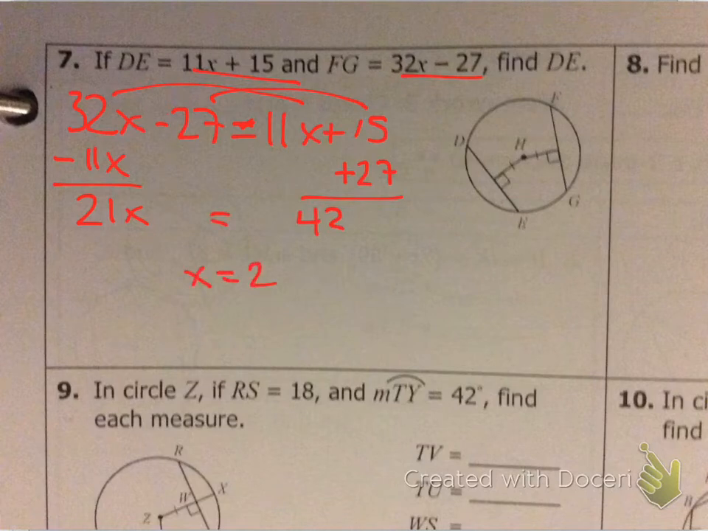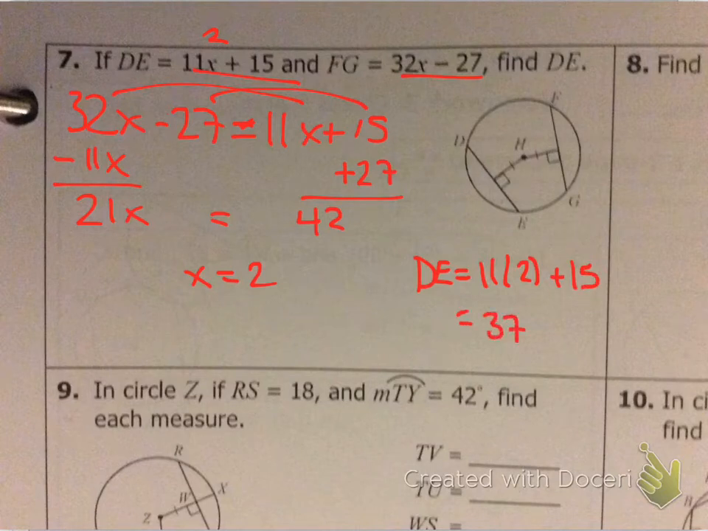Now they want you to find dE, so you could put this back in and say 2 times 11. So dE is equal to 2 times 11, or 11 times 2, I guess I should say, plus 15, and you should get 37. So 37 is that final answer. All right. So again, nothing too difficult, but that was using more of the second property.